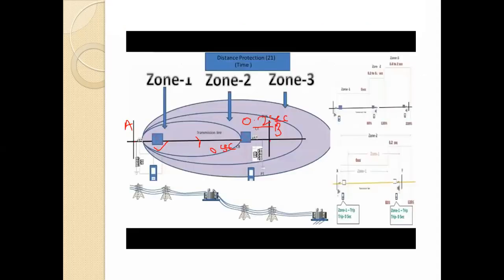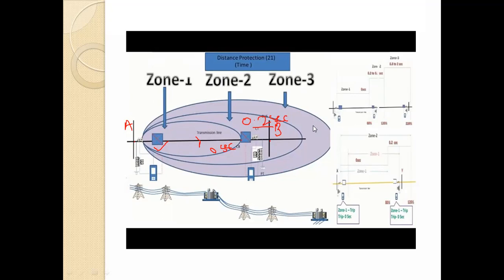Only remember here there are three zones of protection: zone 1, zone 2, and zone 3. In zone 1, we are protecting 80% of the line. In zone 2, we are protecting 120%, which means more than our line length. And zone 3 is the extra protection, the backup protection.